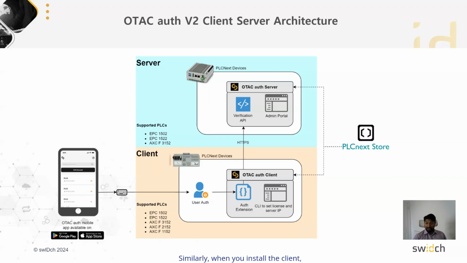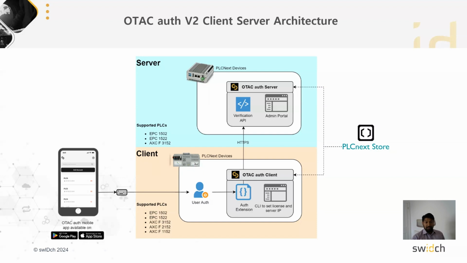Similarly, when you install the client, it installs two other components, which are the OTAC extension and a couple of CLI tools. Now, because the OTAC client doesn't have any UI available, the CLI really helps you to set the license information and also set the IP address of the server. The OTAC extension is responsible for forwarding the user authentication onto the server itself.